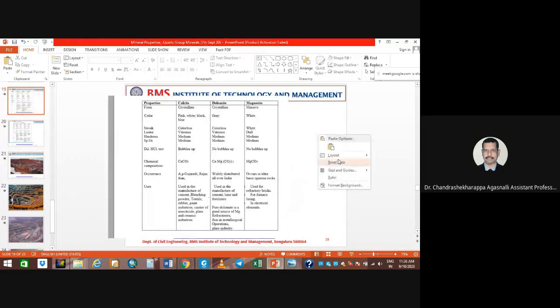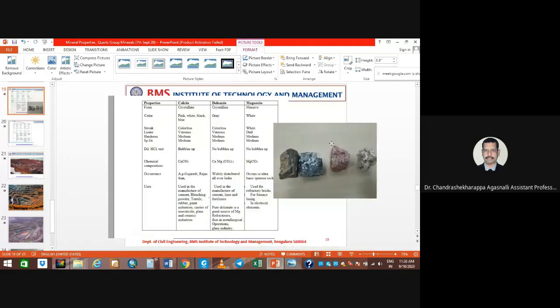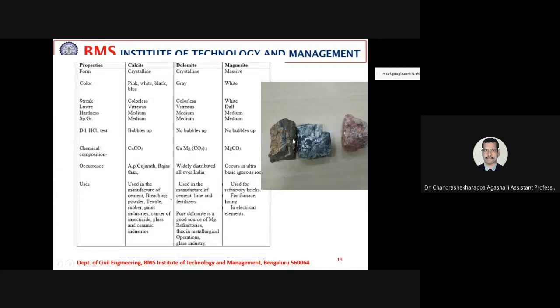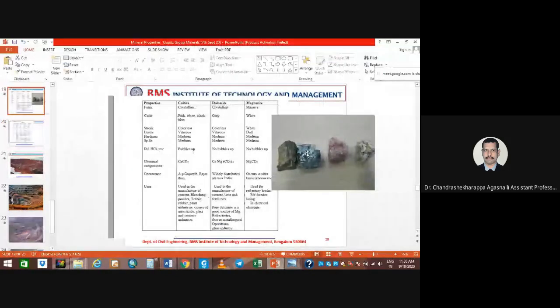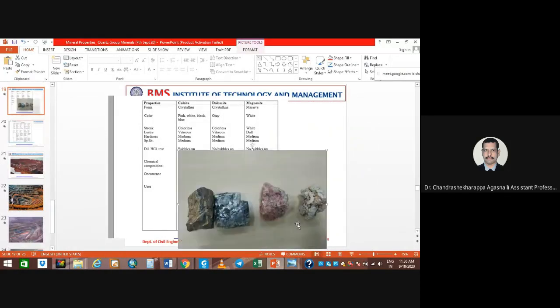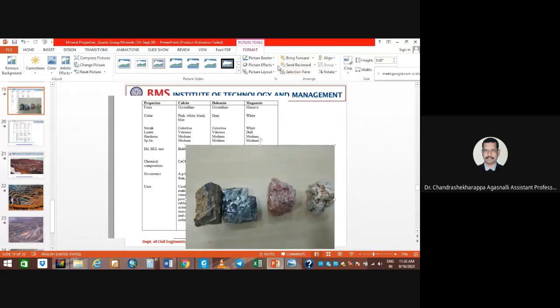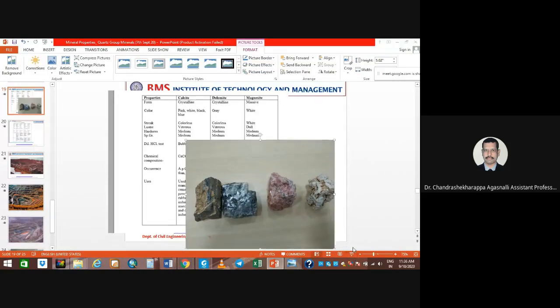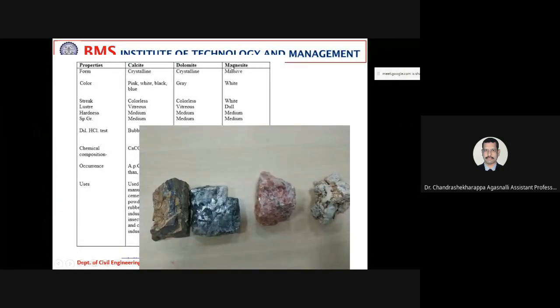Let me put it next to that, so that it will be easy for you. So here you can see this. This is magnesite. It's white in color. It's massive, there is no shape for this. But when you see the calcite, it may have a variety of colors. Whatever you can see, this is pink, but it may be white, it may be black, different colors. And the streak is colorless, it's white, and it reacts with HCl. That is one thing.